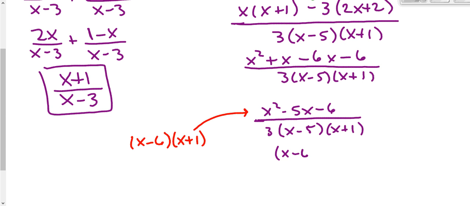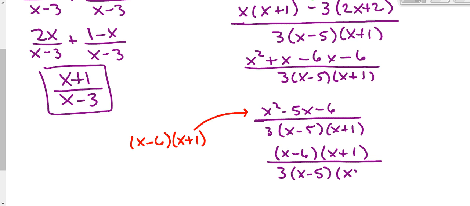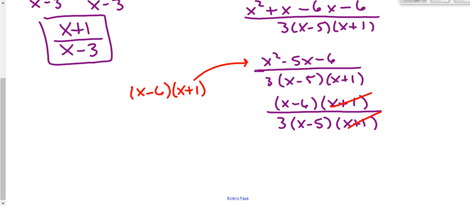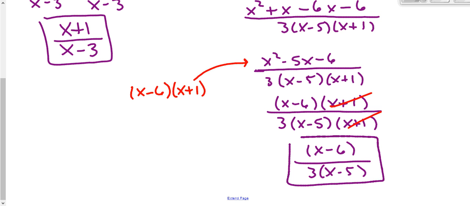X minus 6 times x plus 1 over, ooh, there is a common factor, over 3 times x minus 5 times x plus 1. Cancel those common factors of x plus 1, and what we have left is x minus 6 over 3 times x minus 5. Remember, you can distribute the 3 in your denominator if you want to, but you can leave it factored if you want to. It's perfectly fine either way.